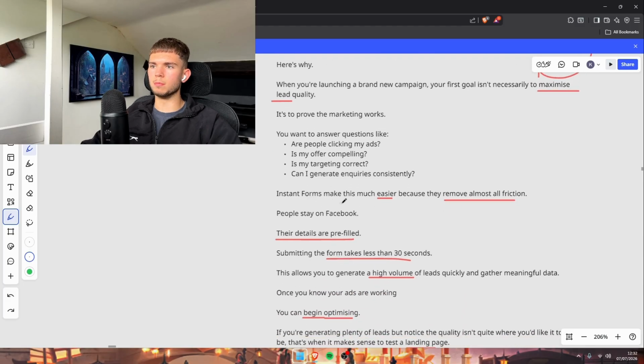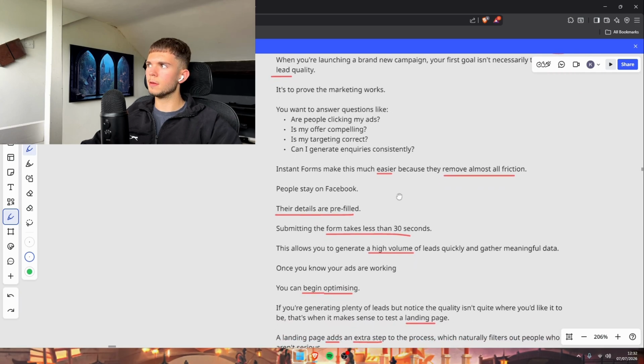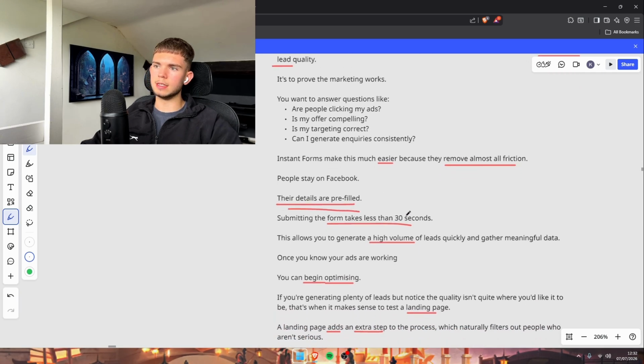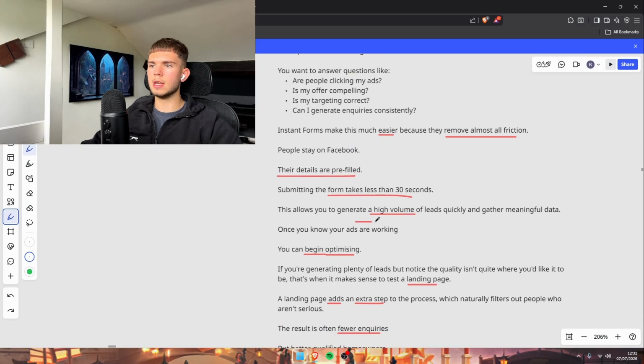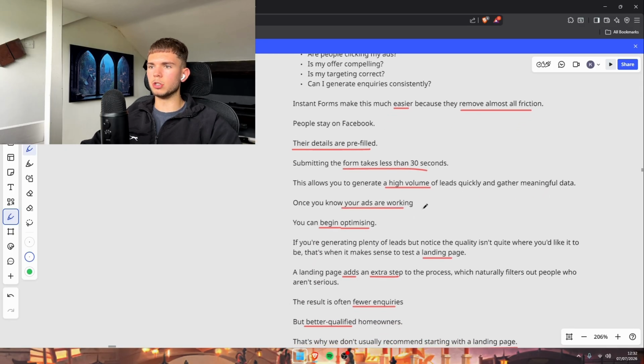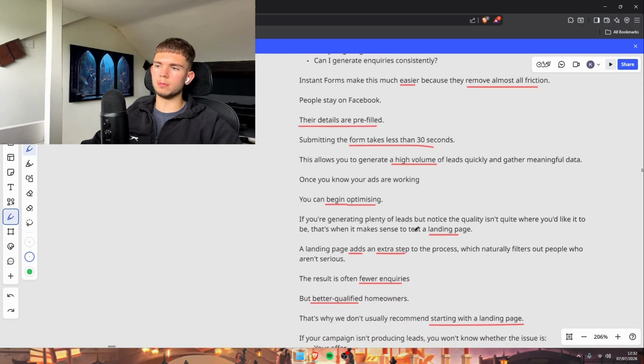Now, instant forms make this much easier because they remove almost all friction. People stay on Facebook. Their details are pre-filled. Submitting their information takes less than 30 seconds, and this allows a high volume of leads quickly to gather meaningful data. Now, once your ads are working, then you can begin optimizing.